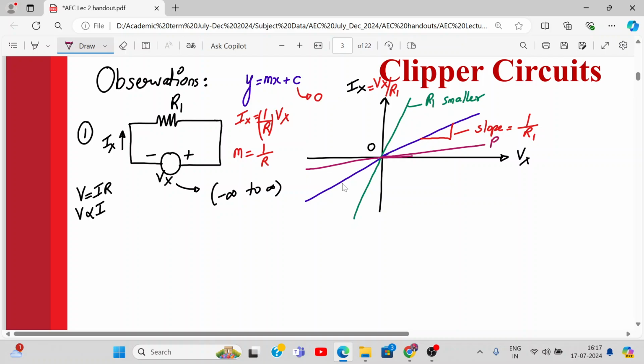I hope you are following this. If R1 is very very large, it will be a line almost parallel to x-axis. And if R1 is small, it will be a line passing through the origin almost parallel to y-axis. Agree? Understood or no?